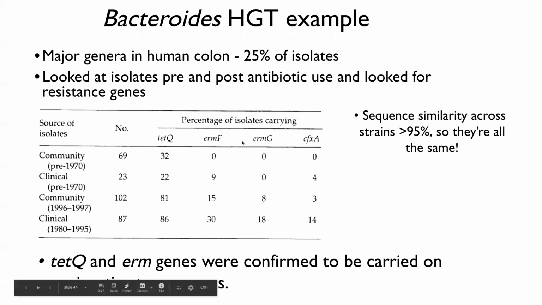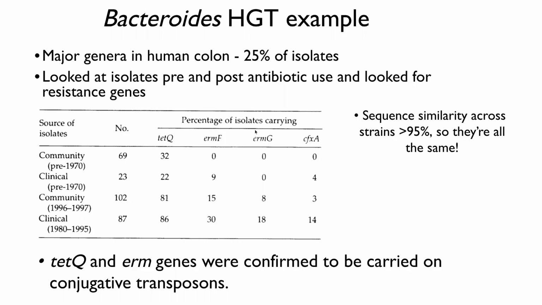So we're looking at an example of Bacteroides. It's a major genus within the human colon, about 25% of the bacteria found in your colon. This is an interesting little study. They looked at isolates pre and post antibiotic use and looked for antibiotic resistance genes. So they looked at the source of the isolates in the community pre-1970, in the clinical setting pre-1970, the community from 1996 to 1997, and then the clinical setting from 1980 to 1999.